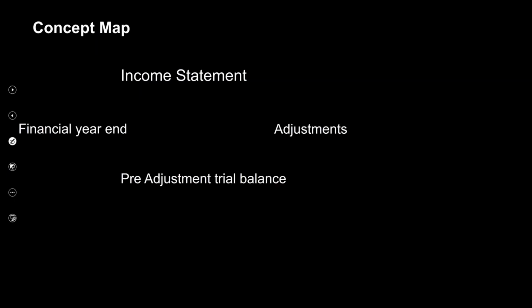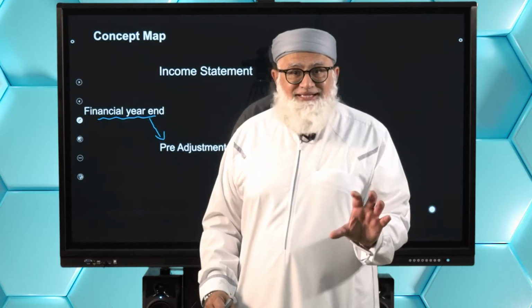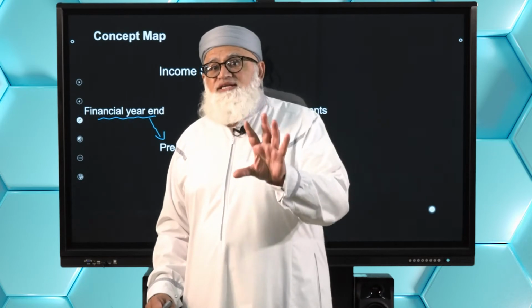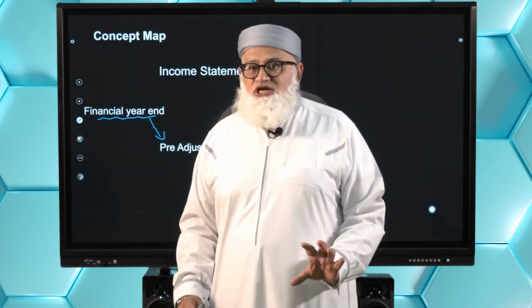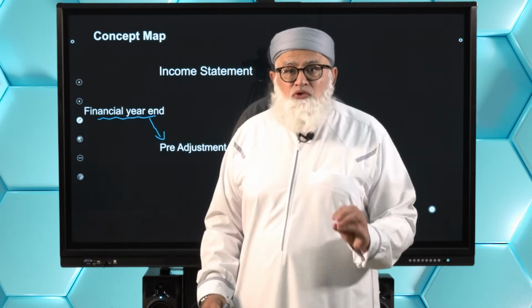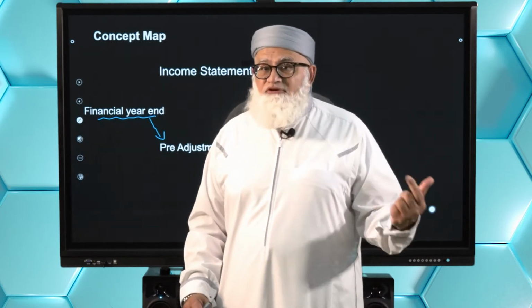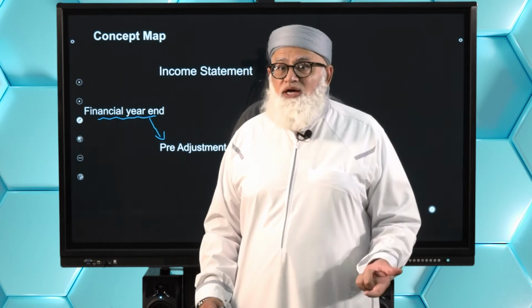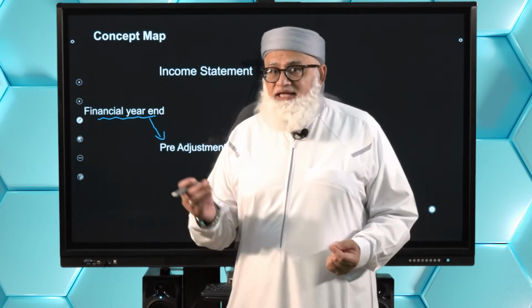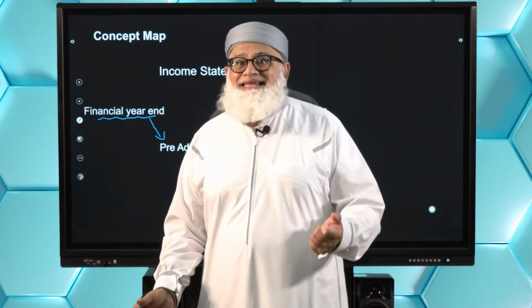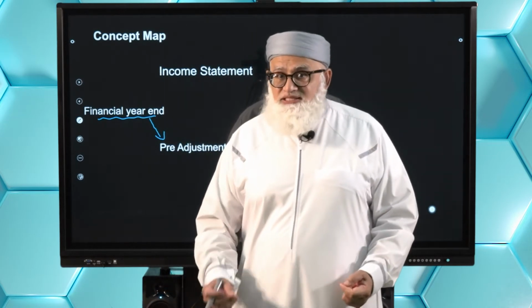So now, what's the procedure? What happens at the end of your financial year? So you have your financial year end, right? At the end of the financial year, you have what is called a pre-adjustment, pre meaning before, right? So obviously, all the figures that are appearing in your pre-adjustment trial balance are the amounts that we have received and we have paid. Look at the difference of words. Remember we said the idea to determine the profit is what? Income earned and expenses incurred.